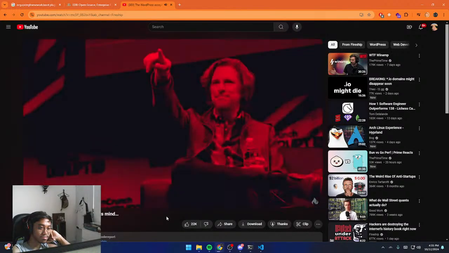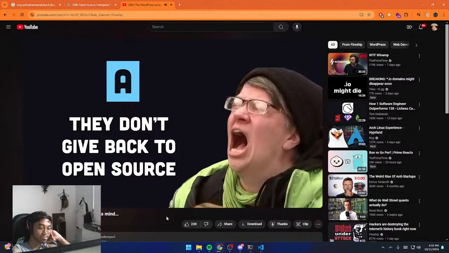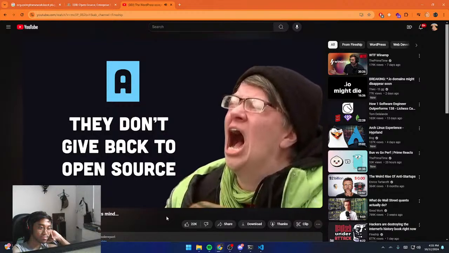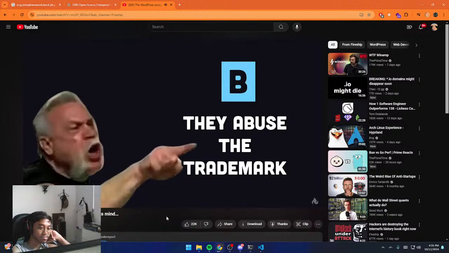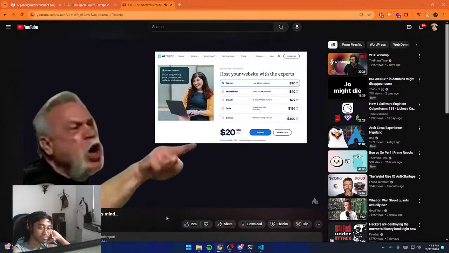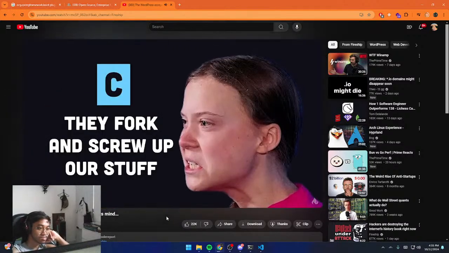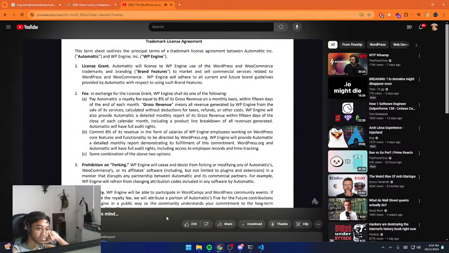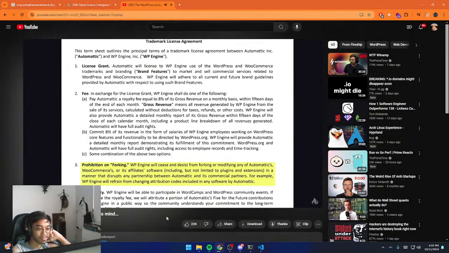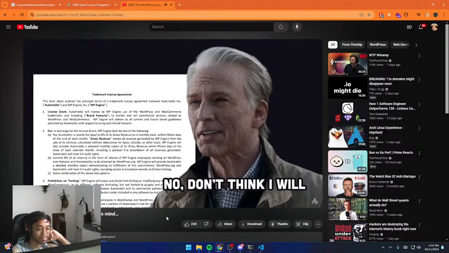The reason Mullenweg was so pissed was A, that WP Engine profits off of WordPress and doesn't give back, B, they improperly use the trademark, like their payment plans which look like official WordPress products, and C, they quote strip mine the WordPress ecosystem, giving users a crappier experience. In other words, they don't want them forking and remarketing their open source plugins like WooCommerce. Now, as you might imagine, WP Engine didn't sign the term sheet.